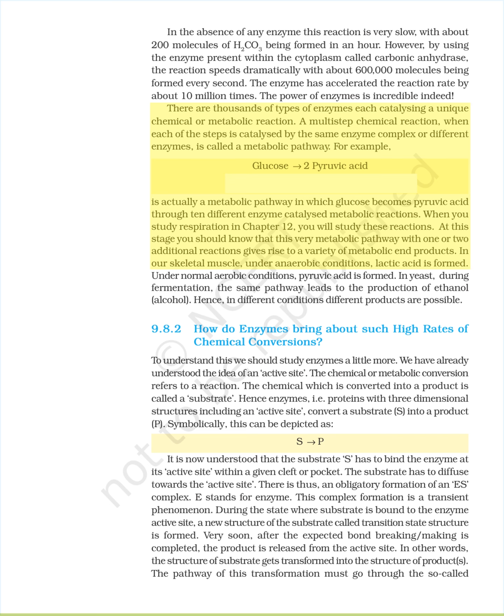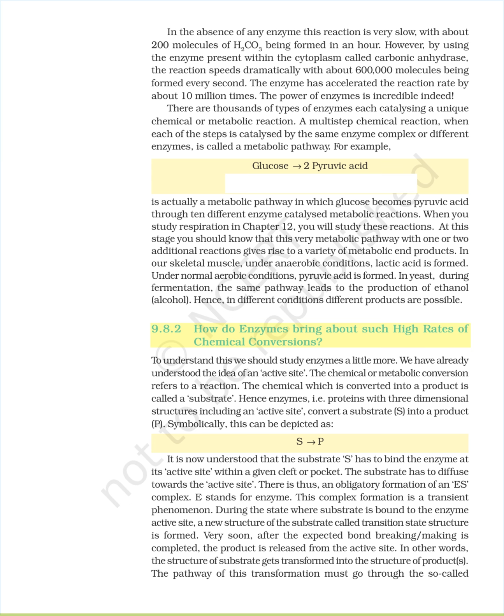At this stage you should know that this very metabolic pathway with one or two additional reactions gives rise to a variety of metabolic end products. In our skeletal muscle, under anaerobic conditions, lactic acid is formed. Under normal aerobic conditions, pyruvic acid is formed. In yeast, during fermentation, the same pathway leads to the production of ethanol, alcohol. Hence, in different conditions different products are possible.